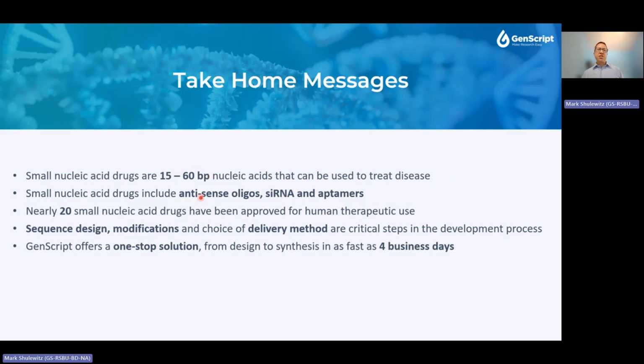Small nucleic acid drugs include antisense oligos, siRNAs, and aptamers. We haven't spoken too much about aptamers in this webinar. They're a little bit more complex as they fold into 3-dimensional structures that need to recognize proteins, but we've certainly discussed antisense oligos and siRNAs and their power for silencing genes and downregulating protein expression. To date, nearly 20 small nucleic acid drugs have been approved for human therapeutic use, many in the last several years, which really demonstrates that this is an active field of development, and we can expect to see a lot more therapeutics being developed in the oncoming years.